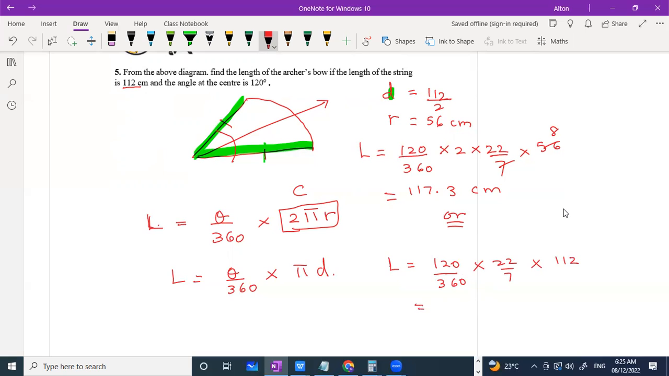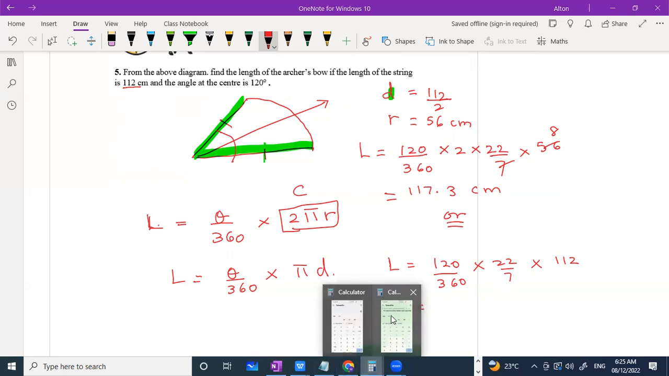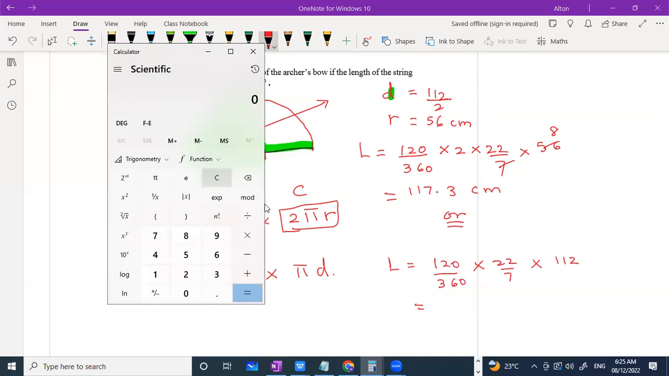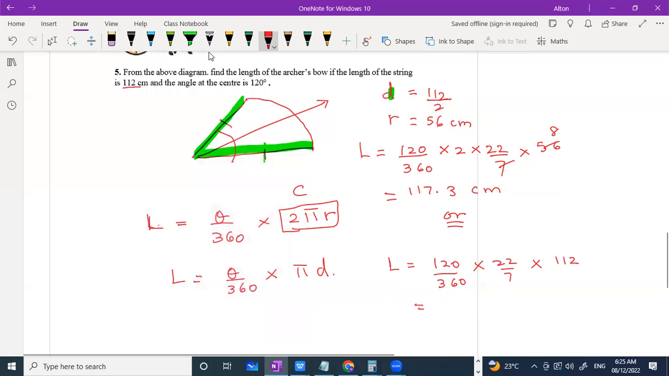And let's double check the working. You should get the same answer of 117.3. So it's 120 divided by 360, multiplied by 22, multiplied by 112, and let's now divide by 7. Okay, so we get the same answer, 117.3.